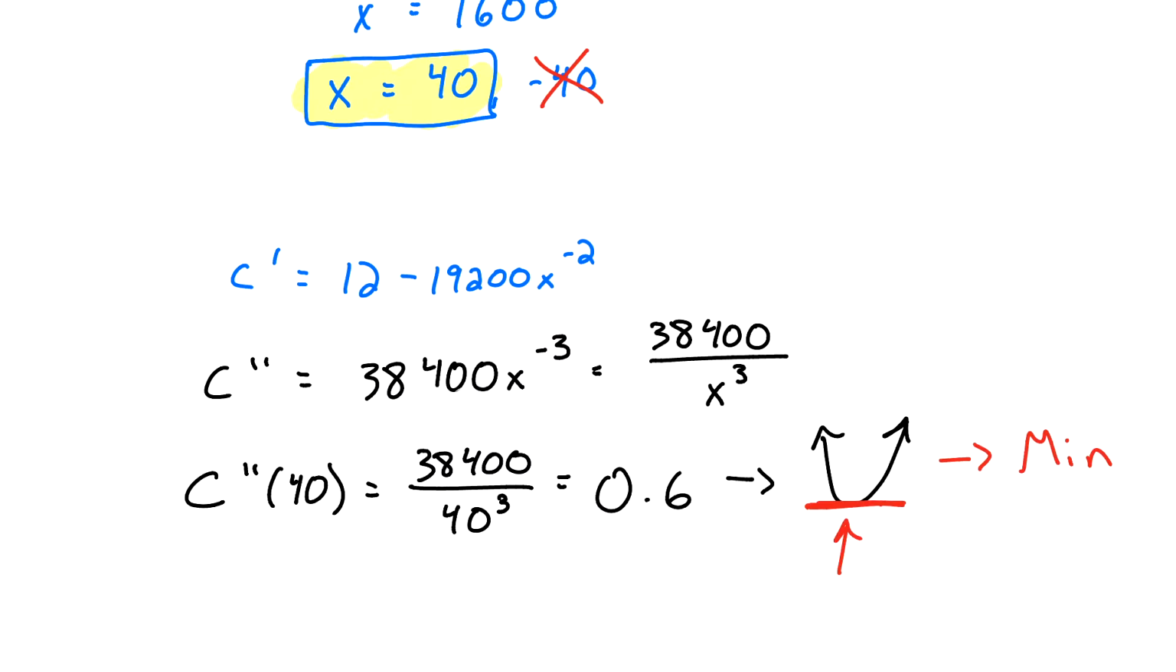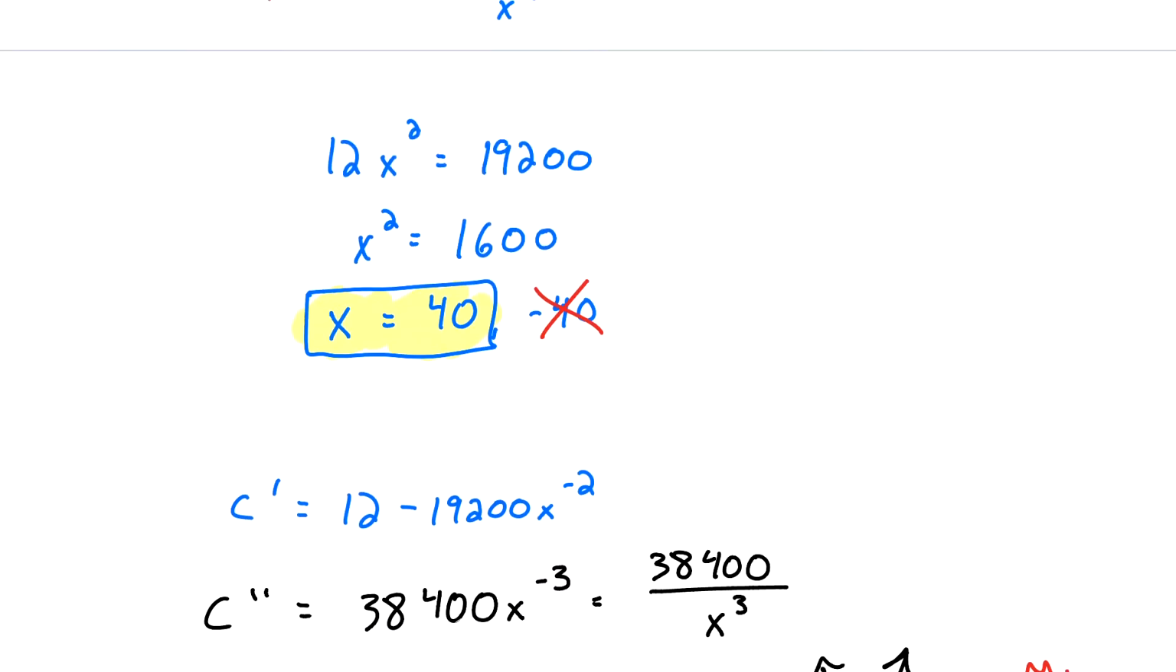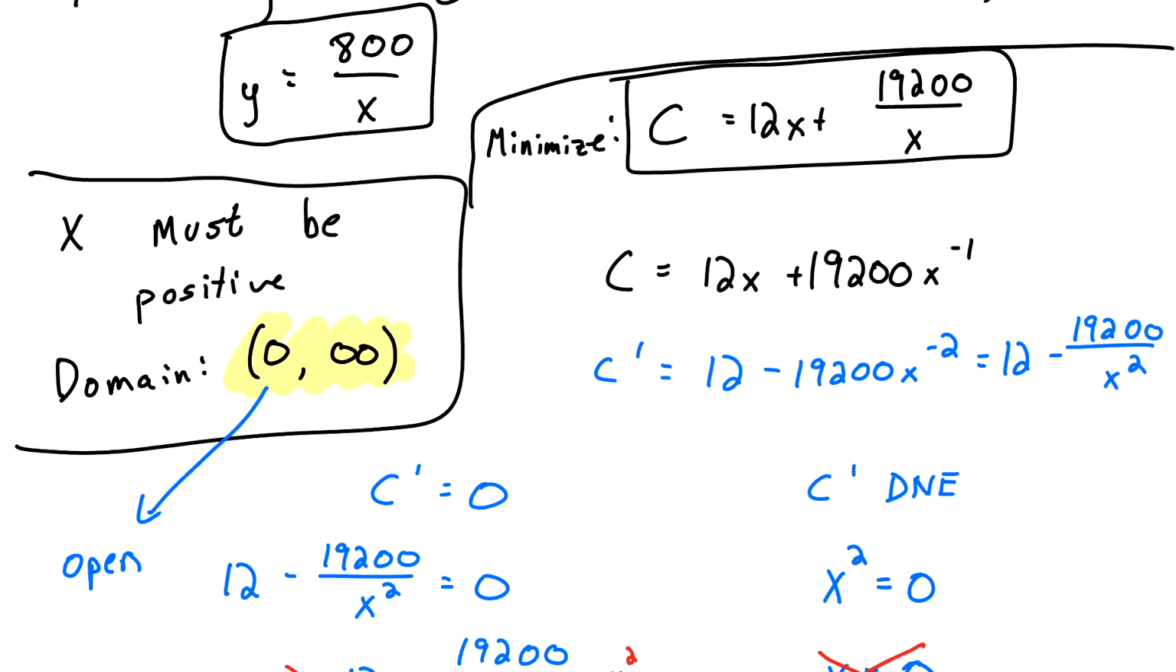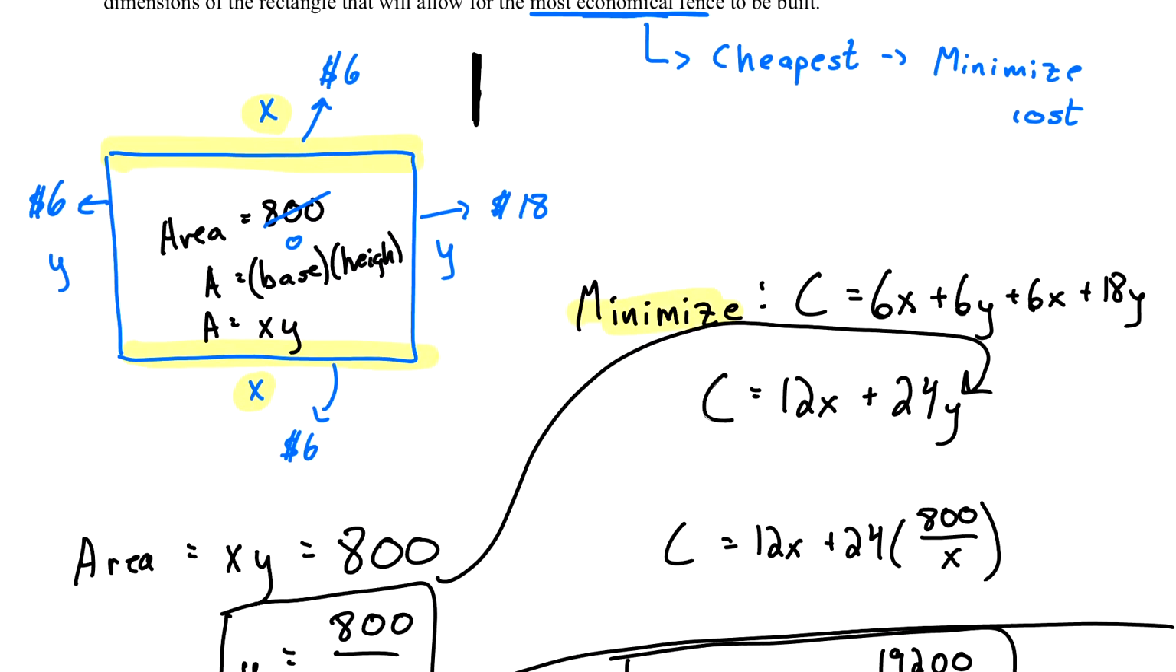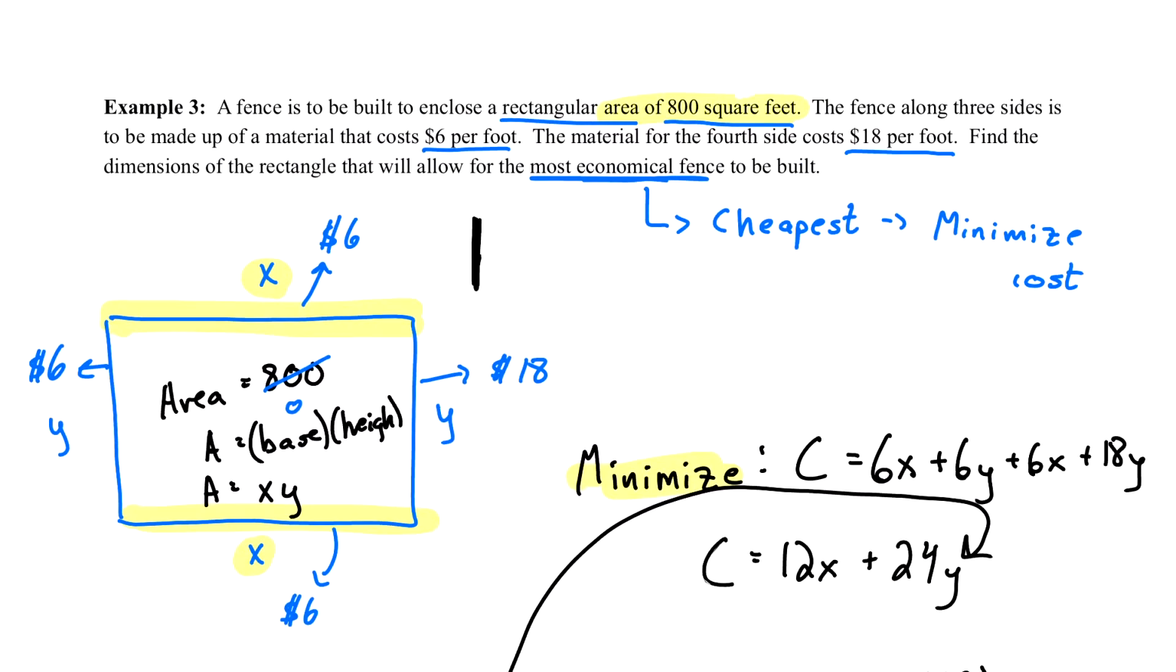Last thing that we need to do to finish this problem up then is to make sure that we're actually answering the question here. So I might go back and scroll all the way back up to the beginning problem and think about what it was that we were asked to find. So let's erase some of this. We can focus a little bit better. We wanted to find the dimensions of the rectangle that will allow for the most economical fence to be built. We wanted to find the dimensions of the rectangle, meaning we wanted to find the side lengths.